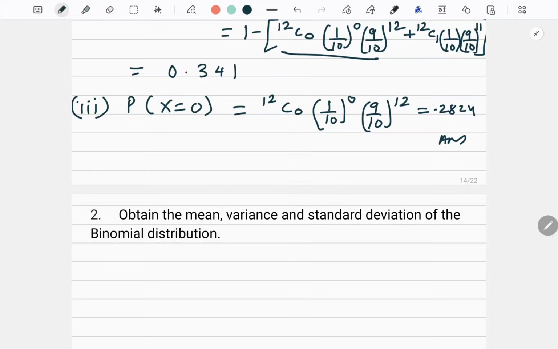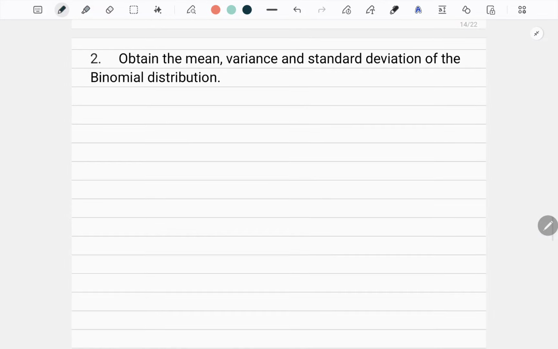Now let us see this. Obtain the mean, variance and standard deviation of the binomial distribution. A very important derivation, and all of you must learn it, because if a derivation comes in the exam, you can score full marks over there because it won't change. It will have exactly the same steps.